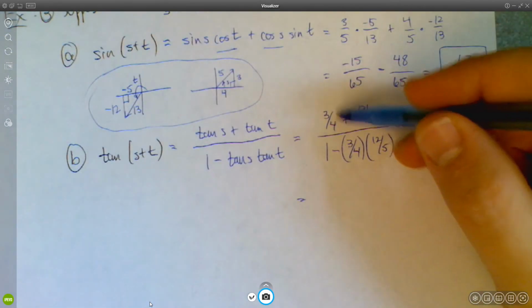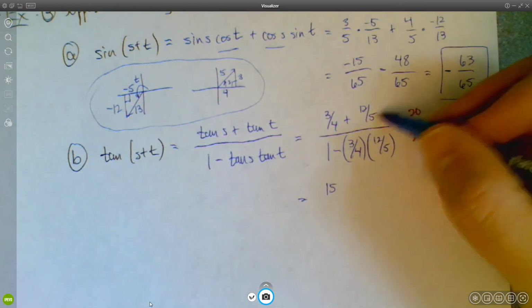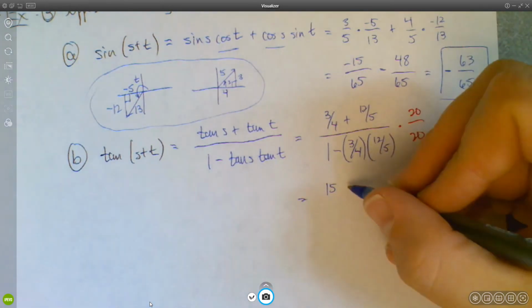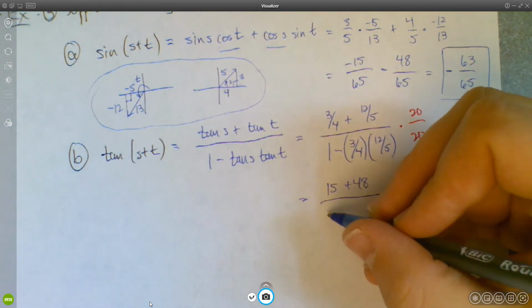So when I distribute here, the 4 will cancel the 4 and leave a 5. 5 times 3 is 15. Here the 5 will cancel 5 and leave a 4. 4 times 12 is 48. In the denominator, 20 times 1 is of course 20.